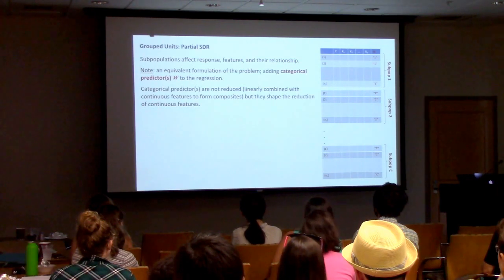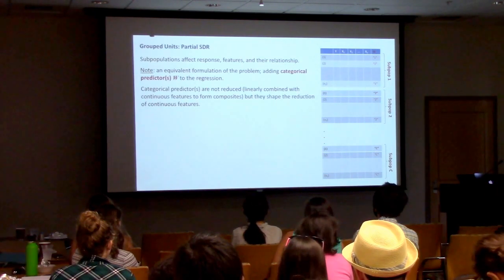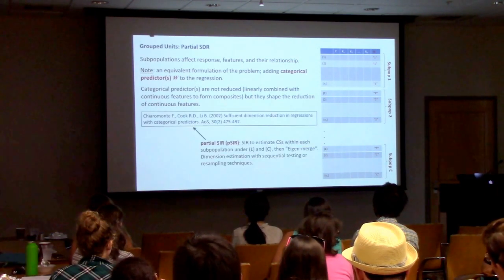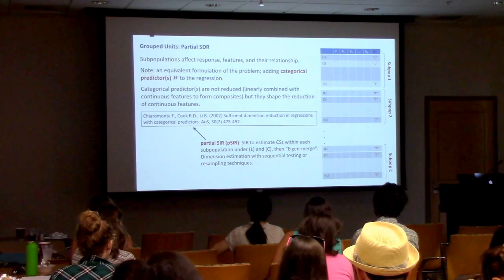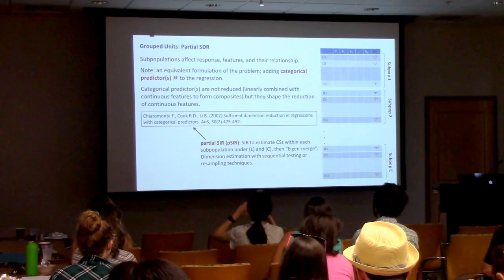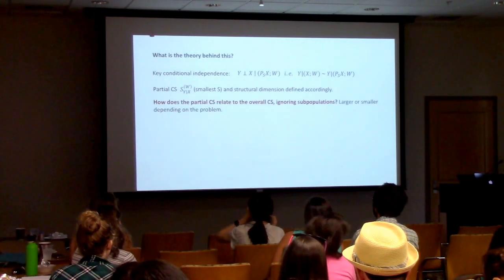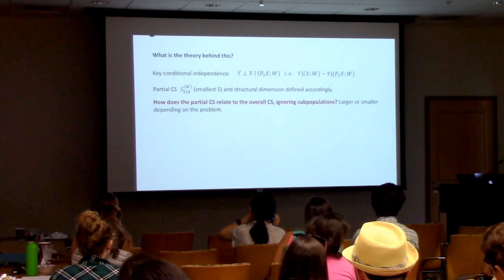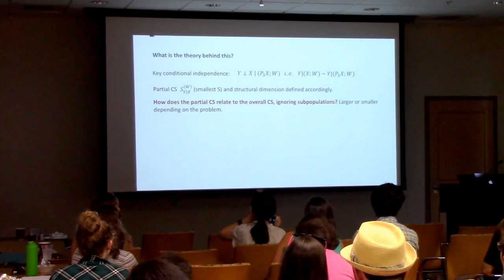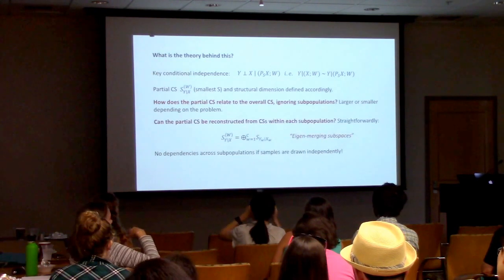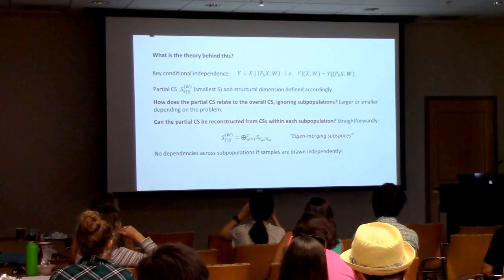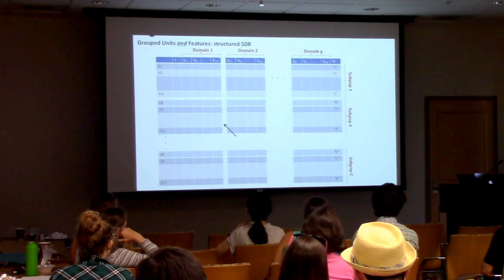Grouped units are a similar situation, actually an easier problem, and this we did a long time ago, Setodji and Cook, 2002. Because if you sample units independently, you don't run the risk of having interdependencies across the subsamples. And so you can actually eigenmerge without much trouble.